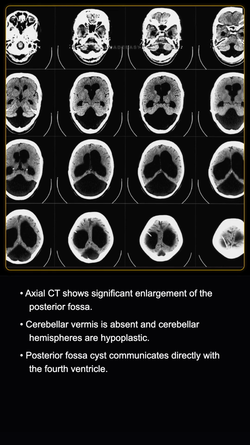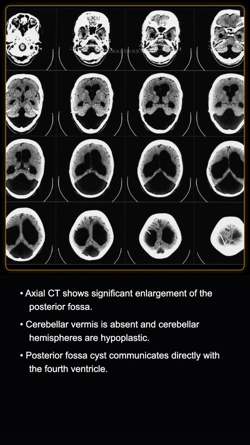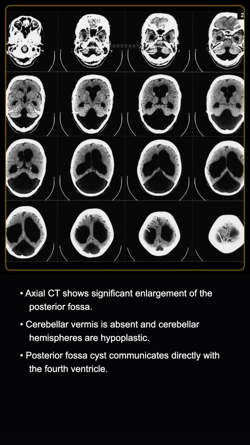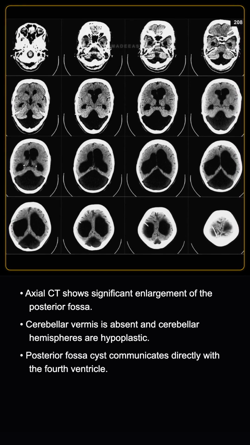Moderate supratentorial ventriculomegaly is present, and a ventriculoperitoneal shunt catheter is visible in the right lateral ventricle, indicating treatment for hydrocephalus. Overall, these features are diagnostic of a Dandy Walker malformation.